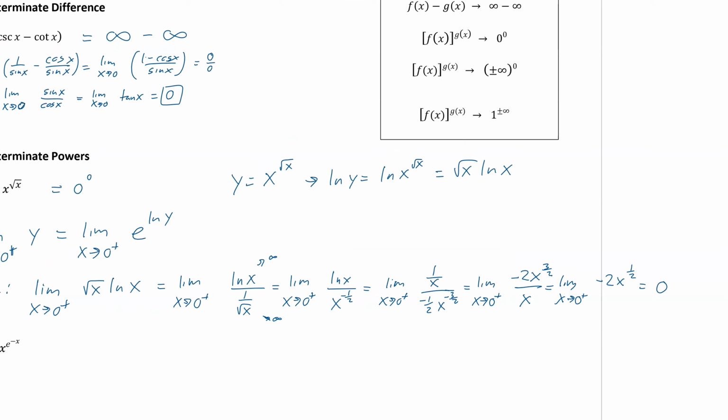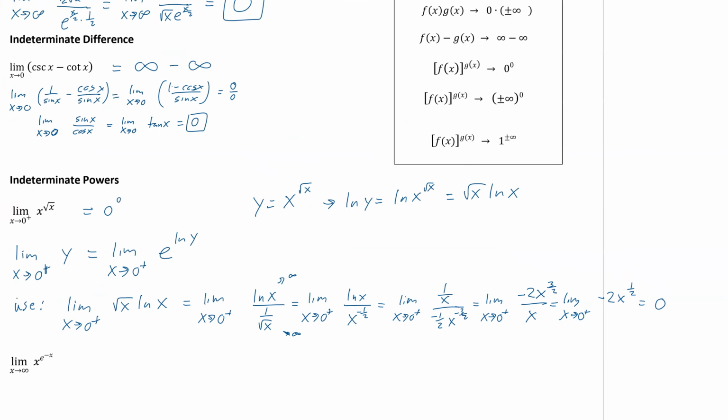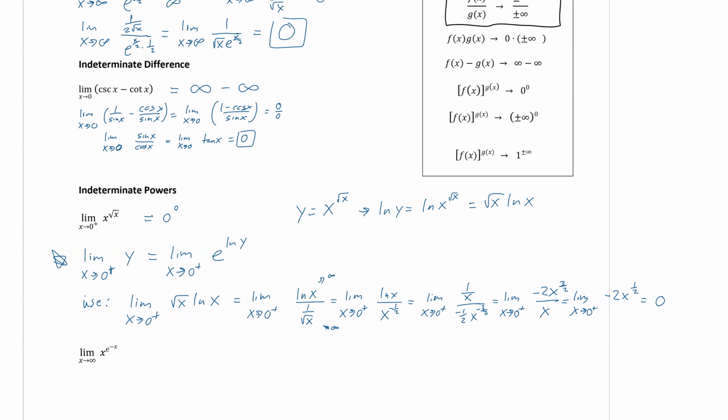So whether you're going from the left or the right, it would have been 0, but actually it's a square root of x. So yeah, we do have to come in from the right. Okay, so what we're saying is this is our ln of y right here. So this is the limit as x approaches 0 plus of e to the rad x ln of x. And we know that this part right here goes to 0. So it's e to the 0, which is 1.